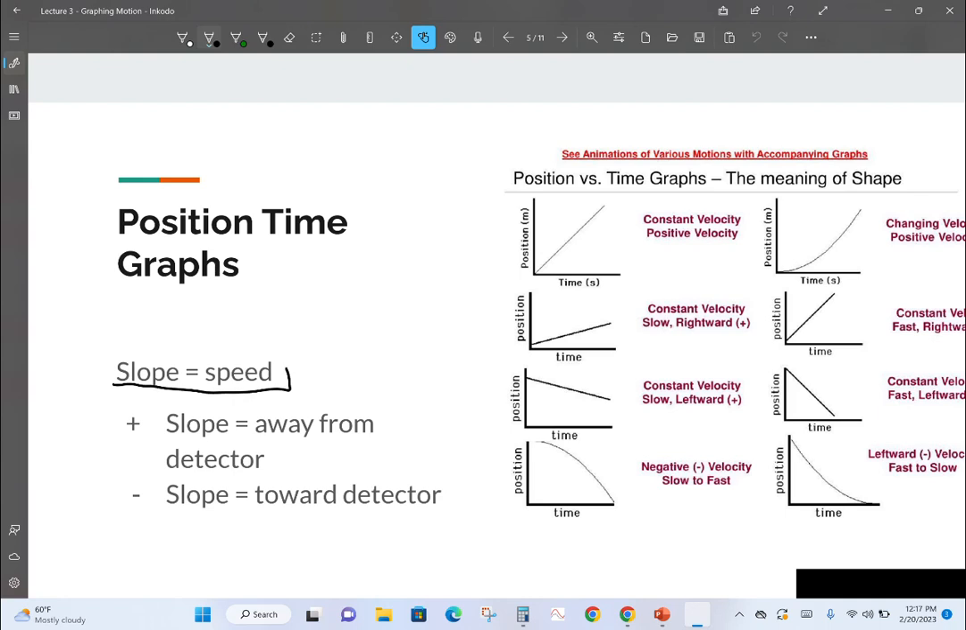So the big deal is that on a position graph, slope is speed. If it's a positive slope, you're going away from the start point. If it's a negative slope, you're going towards the start point.